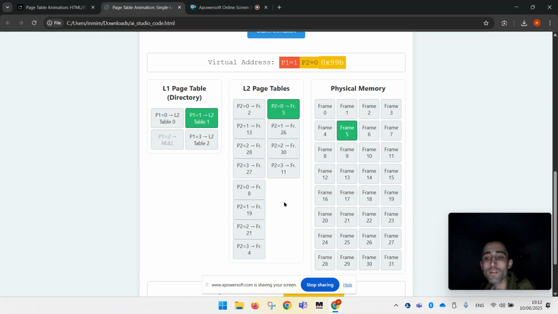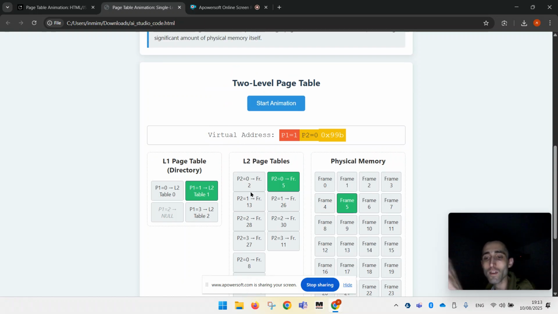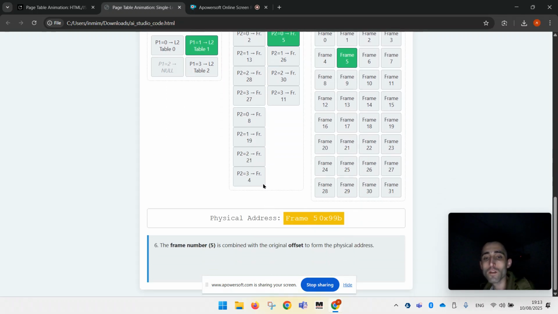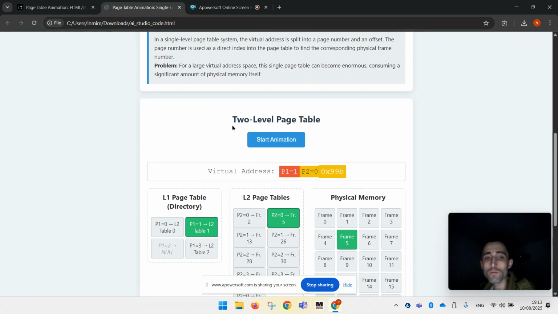By that I can save a lot of memory, because if I have a lot of tables, there will be a lot of inside tables that are deleted, like null, because I don't use them. And this is how the multi-level page table can save a lot of memory. So this is the idea of a two-level page table.